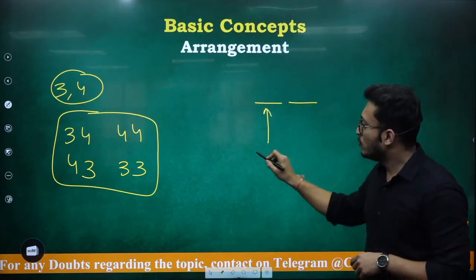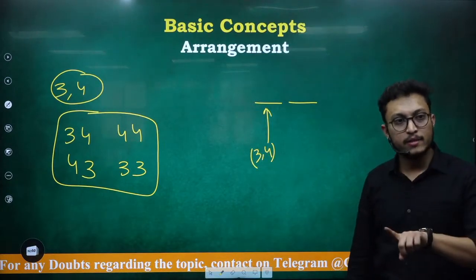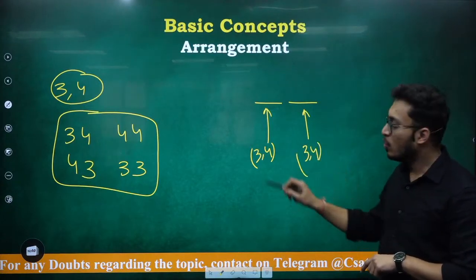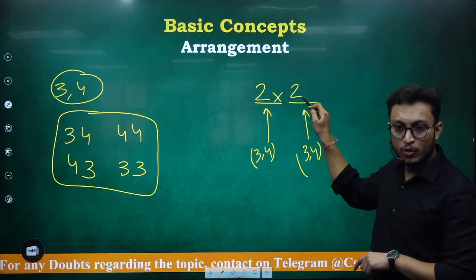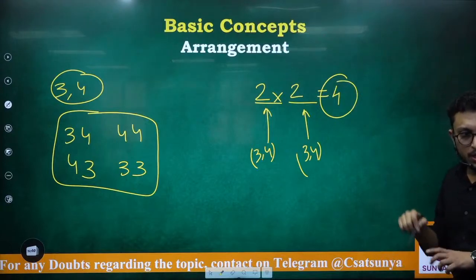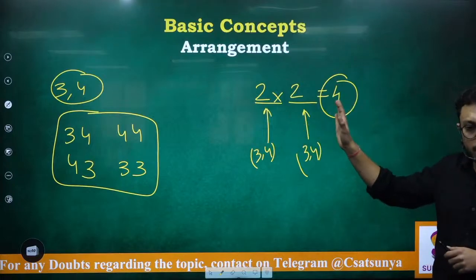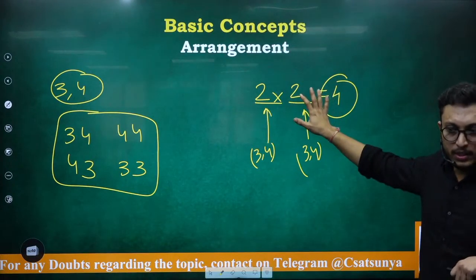I can fill this with 3 or 4, any of those, and I need to fill this also with 3 or 4. So how many options do I have? 2 options, and for this I have 2 options. In total I can make 4 combinations. We don't need to count it every time. We can apply this fundamental principle. आगे भी चलेगा यही सारा. I'll explain this again अगर नहीं समझ में आया तो.